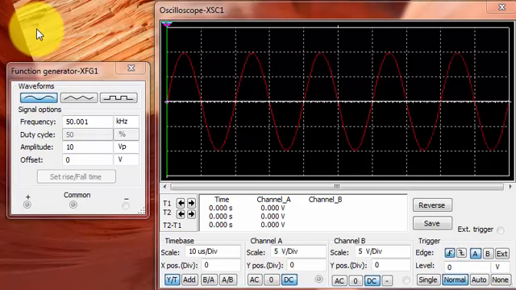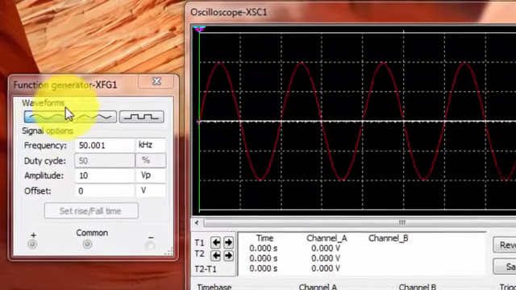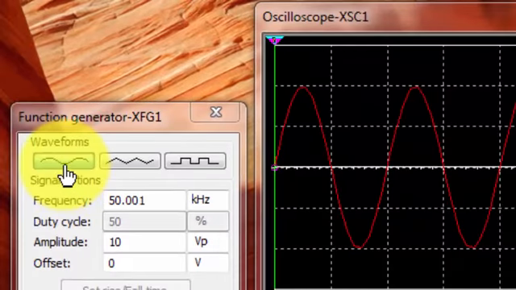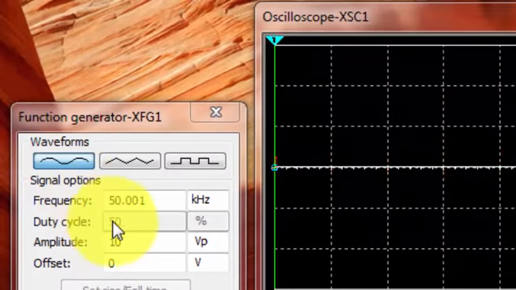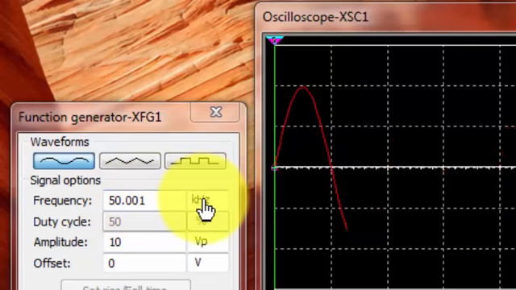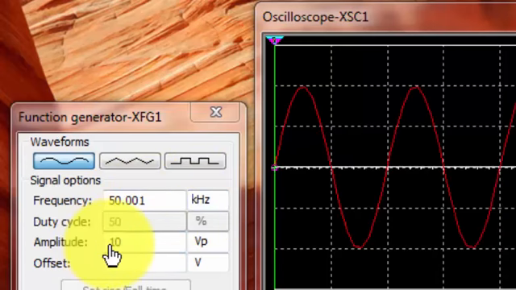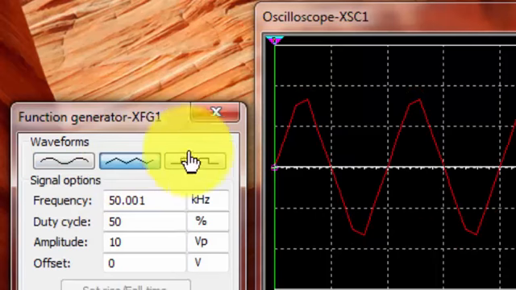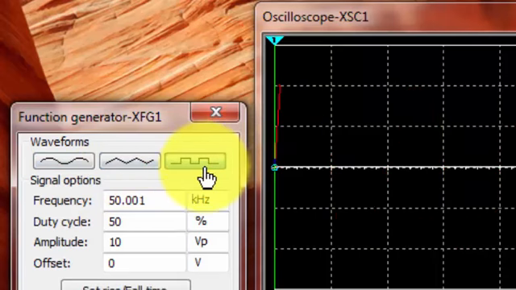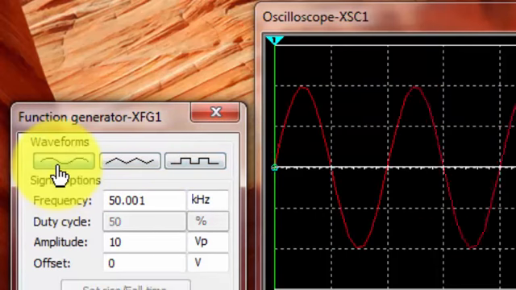On my left is a function generator where I can generate different functions. In this case, I've selected the sinusoid. It has 50 kilohertz frequency and an amplitude of 10 volts peak. I can select other functions in the function generator, such as a triangle wave and a square wave. We'll stick with the sinusoidal wave.